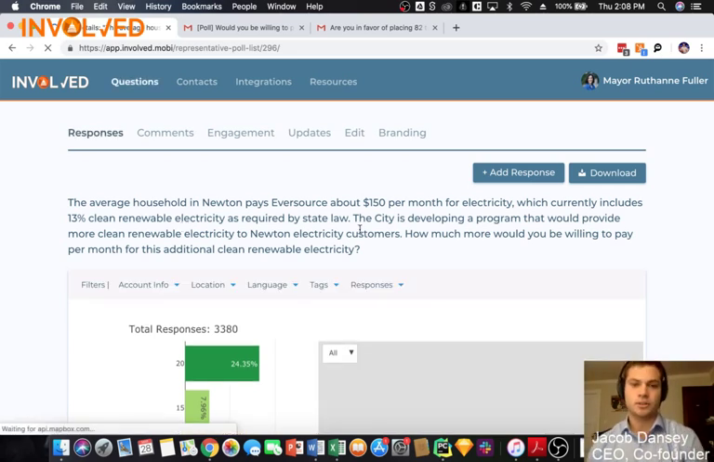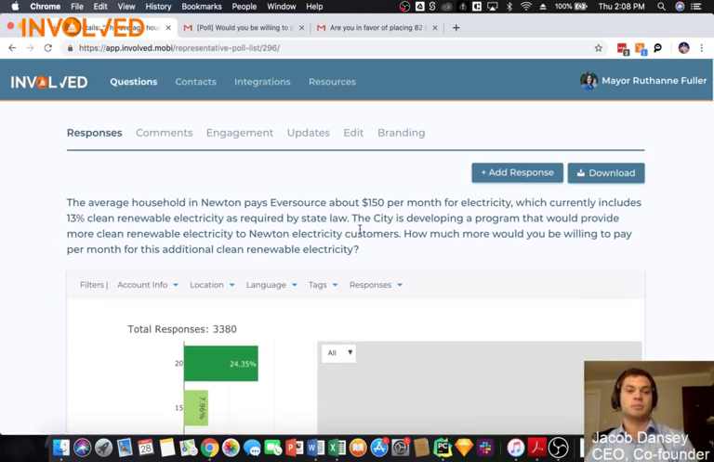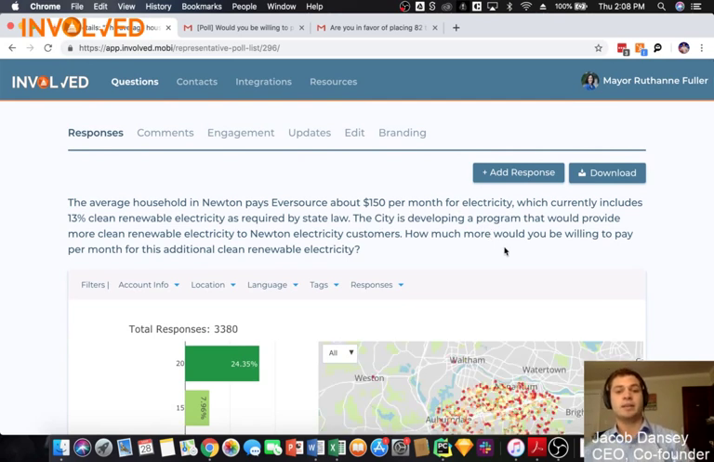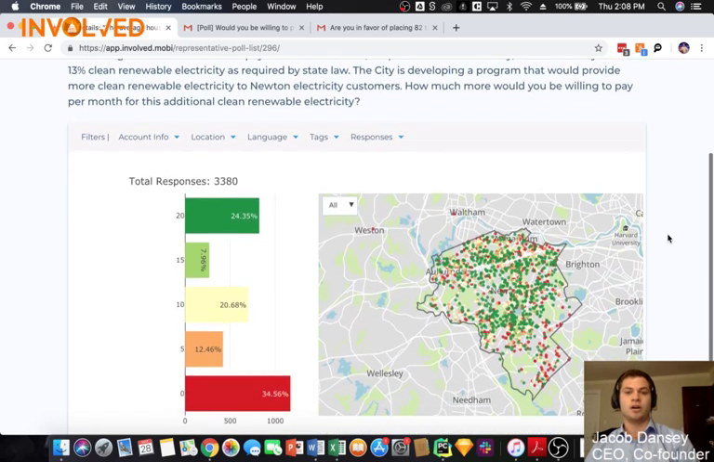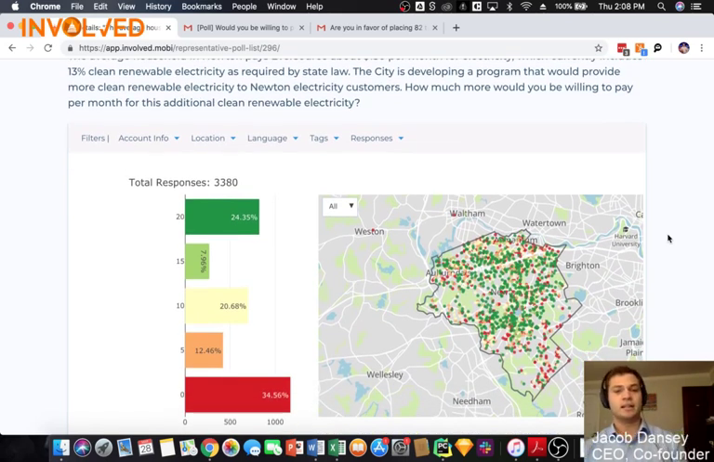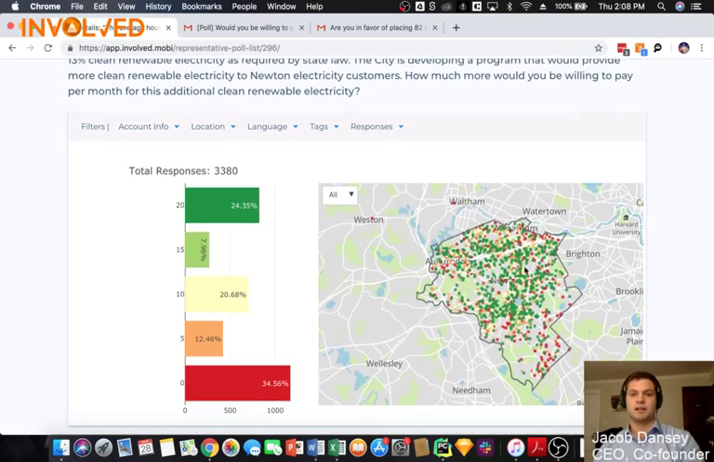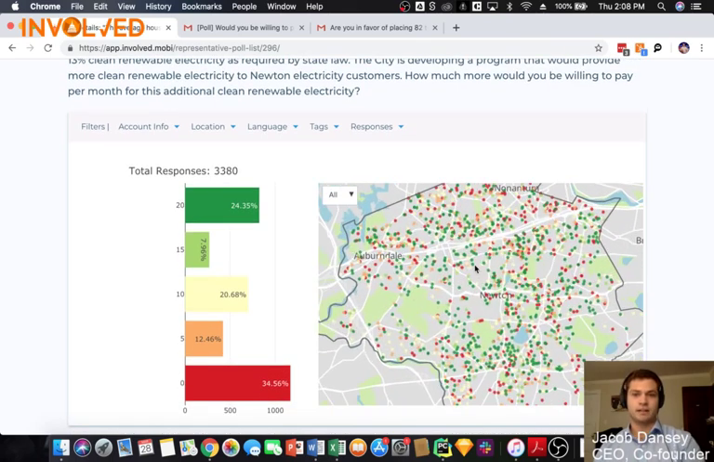All right, so here's the dashboard of responses. So for this email campaign, we sent it out twice and also posted it on social media, and we had the help of a few other groups sending out the question to their own networks, and we received almost 3,400 responses. These responses can also be tied to verified residents.